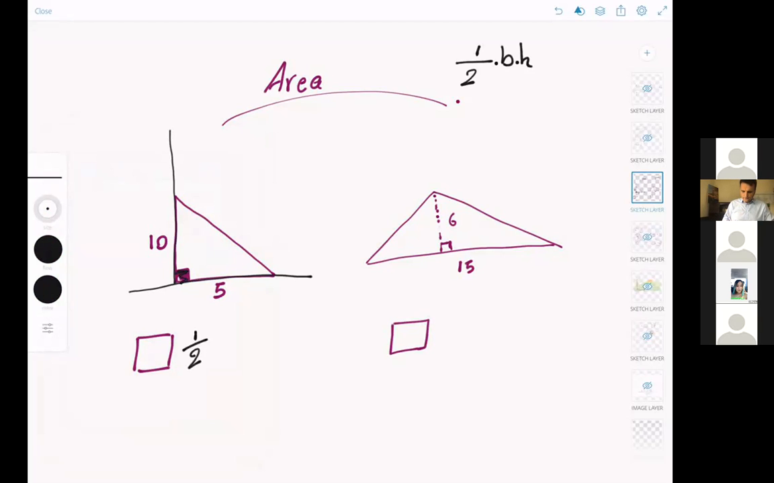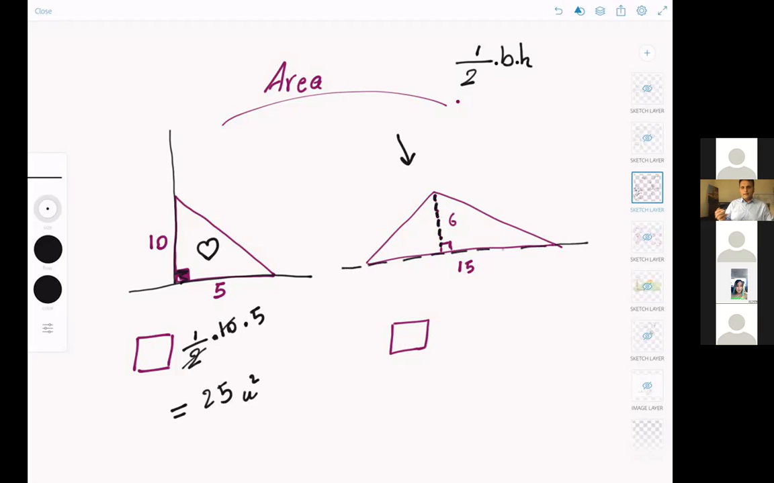So it's 1/2 multiplied by 10 multiplied by 5. This gives me 25, whatever unit is squared. We love right triangles. What about this guy? What's the area of this triangle? It is not a right triangle, but we have the height to the base.